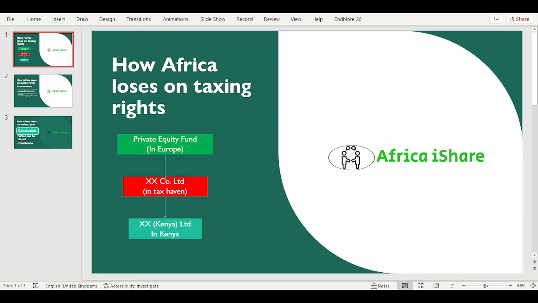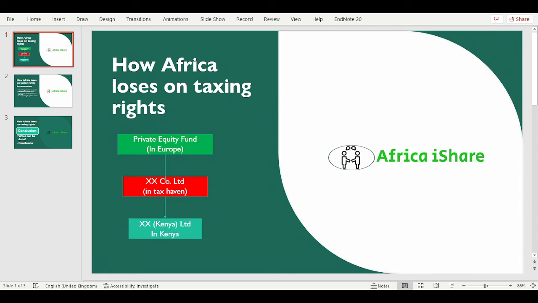So after a period of time, 5-10 years, once they have realized the profit, the return that they needed, they will have to cash out. The strategic thing is that the private equity fund in Europe will sell the shares of XX Company Limited in Europe. So now the transaction will never even hit the Kenyan books.